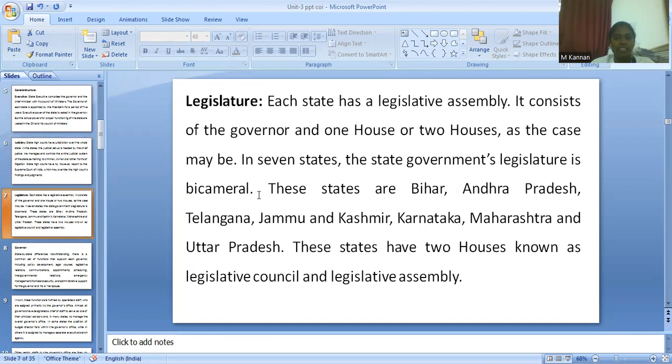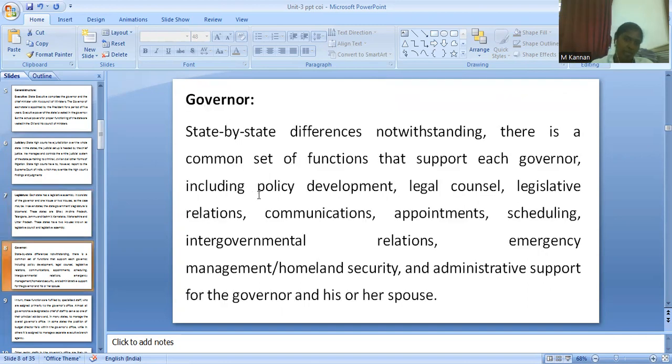Each state has a legislative assembly. It consists of the governor and one house or two houses, as the case may be. In 7 states, the state government's legislature is bicameral. The states are Bihar, Andhra Pradesh, Telangana, Jammu and Kashmir, Karnataka, Maharashtra, and Uttar Pradesh. These states have two houses known as Legislative Council and Legislative Assembly.